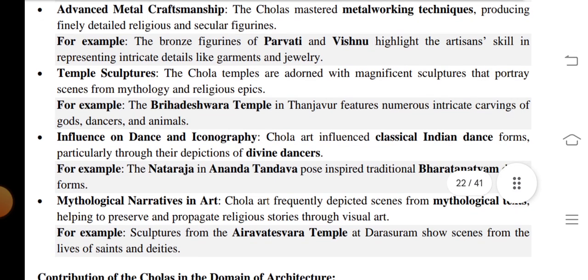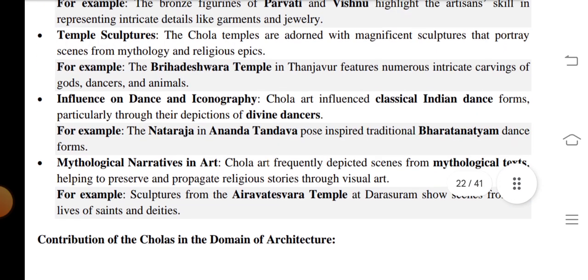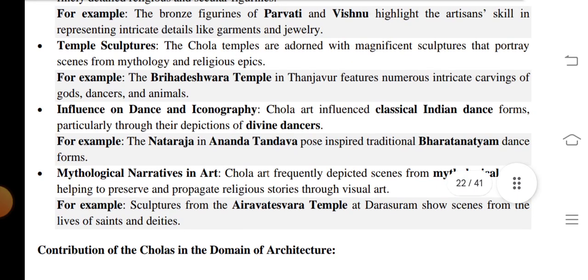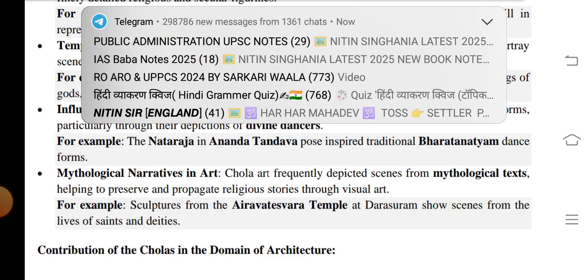The Cholas mastered metalworking techniques, providing finely detailed religious and secular figures. For example, the bronze figures of Parvati and Vishnu highlight the artists' skill in presenting intricate details like garments and jewellery.